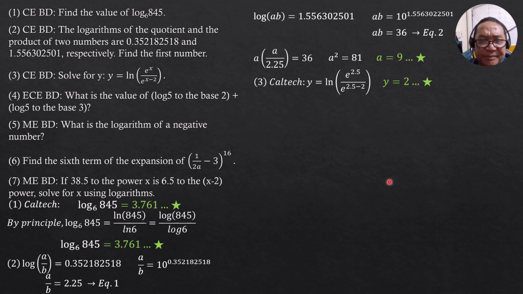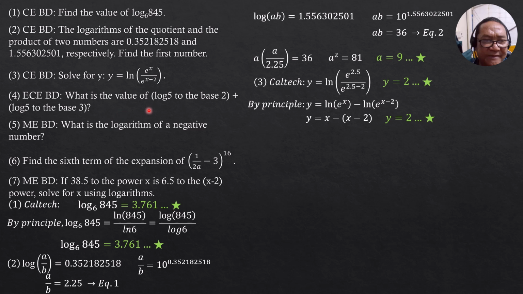Then, by principle, ln of the quantity e to the x over e to the x minus 2 is ln of the numerator minus ln of the denominator. So y is ln of e to the x minus ln of e to the quantity x minus 2. And since ln of e to the something is something, because of the property of logarithm, this is x ln of e, and ln of e is 1, so this is just x. Likewise, this one is the quantity x minus 2 times ln of e. Again, ln of e is 1. So this is simply x minus 2. So y is x minus the quantity x minus 2. And x minus the quantity x minus 2 is 2.